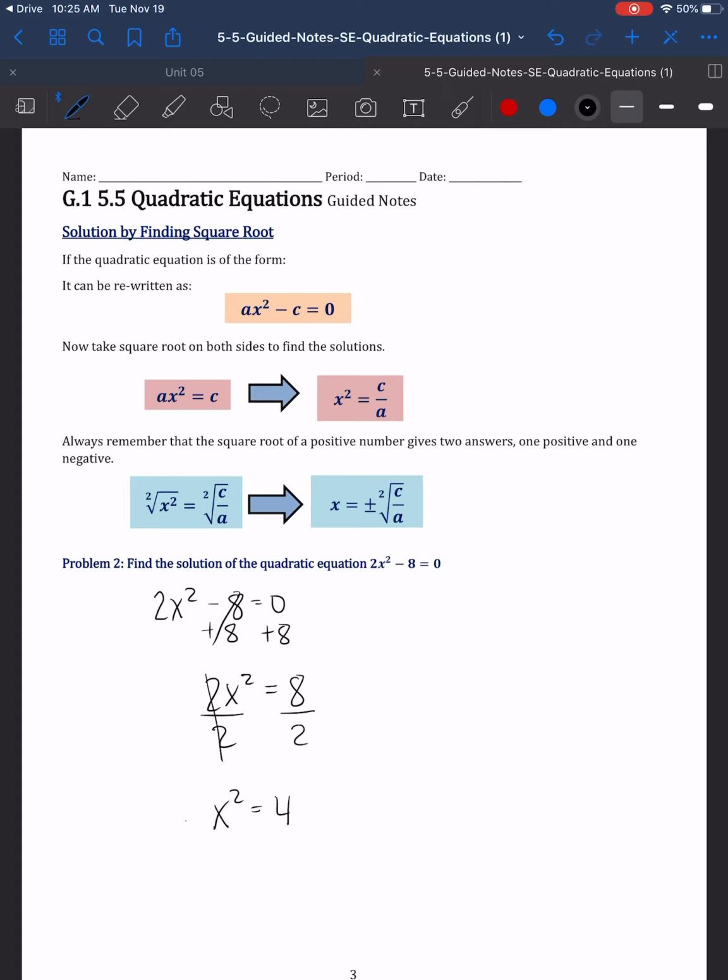So now I'm going to take the square root of both sides. And when I do that, I get x on the left side, and then I get plus or minus 2. So my answers are 2 and -2, or you could leave it as plus or minus 2. Either way.